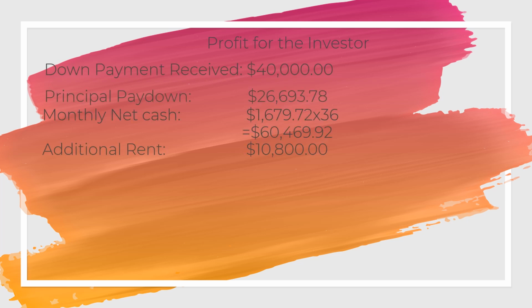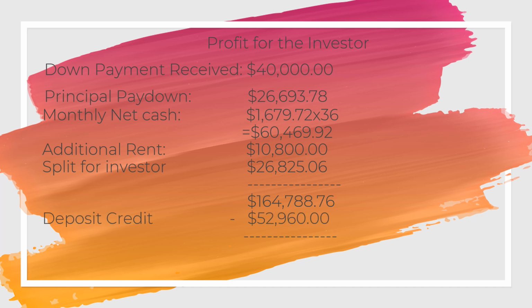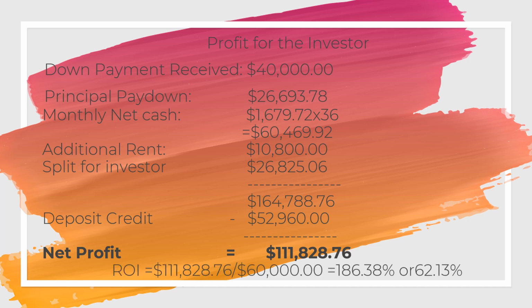Let's look at the other scenario where the tenant buyer was paying additional rent of $300 only. And if you look at the total earning of the net profit, in this case it is $111,828.76. Given only $60,000 of investment, the investor is earning 186.38% over a 3-year period, which is consistently earning 62.13%.